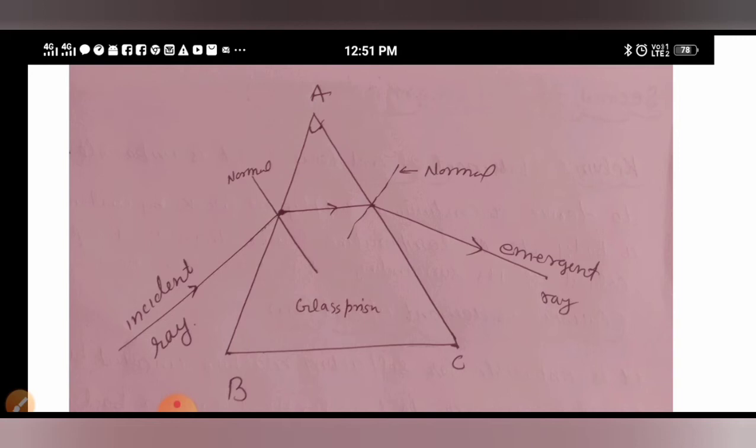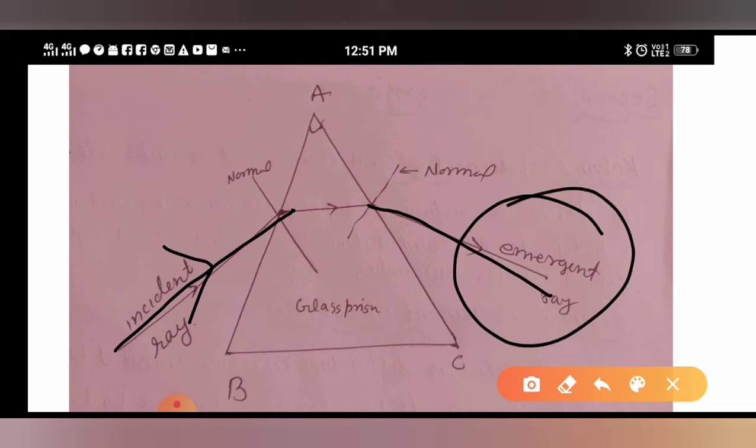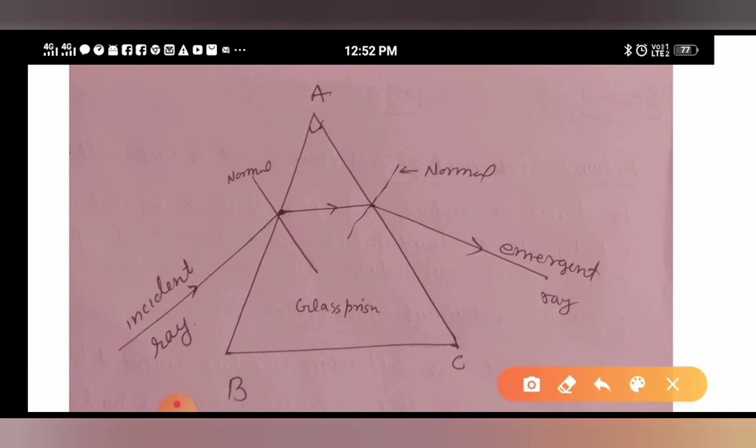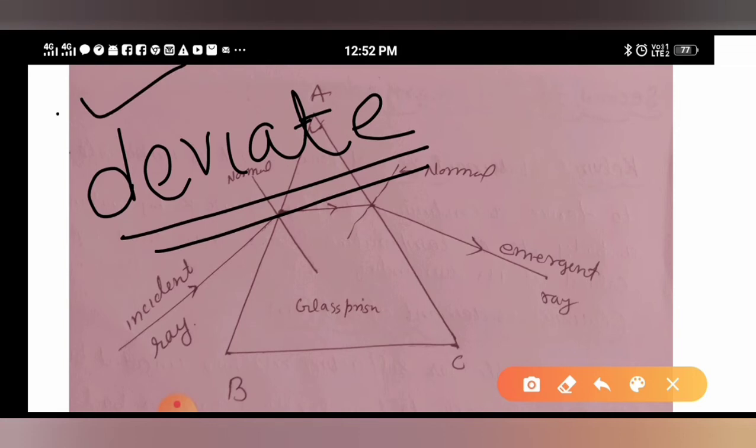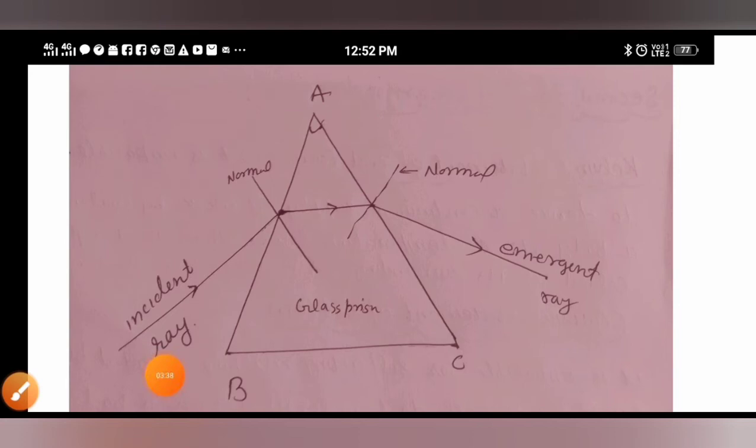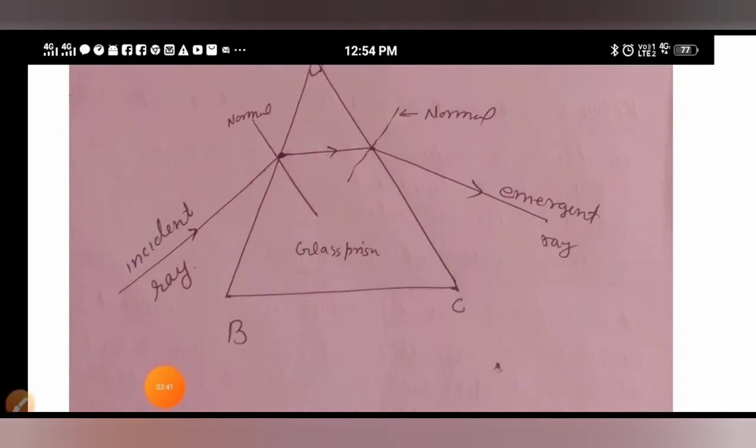One thing you need to note here is that whenever the incident ray is incident on the prism, it will bend, and the word we will use here is deviate. What will it do? It will deviate. Once again I am writing here, it will deviate. So what do you mean by deviate? Deviate means to stray from its path. It will bend. The word we will use here is deviate. So it will deviate from its path. I hope it is clear.